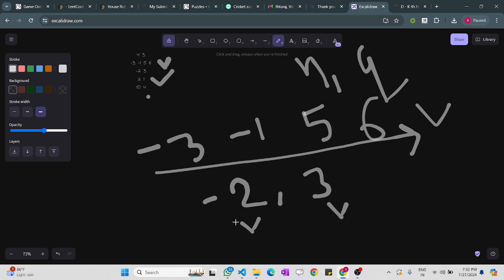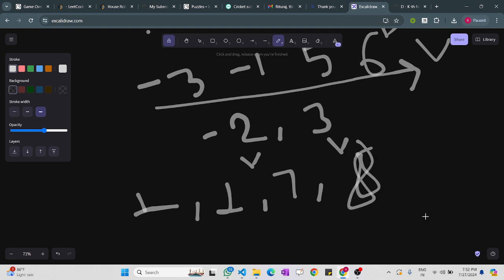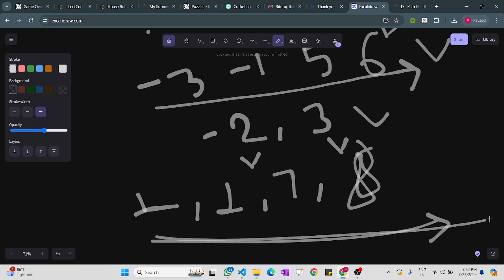We will talk about this test case -2, 3. Let's find the distance of -2 from every point in vector v. The distance of -2 to -3 is 1, to -1 is 1, to 5 is 7, and to 6 is 8. If you sort these and find the third smallest distance among all the distances you calculated, the third smallest distance is 7, I guess. Yeah, 7 it is. So you have to print 7.